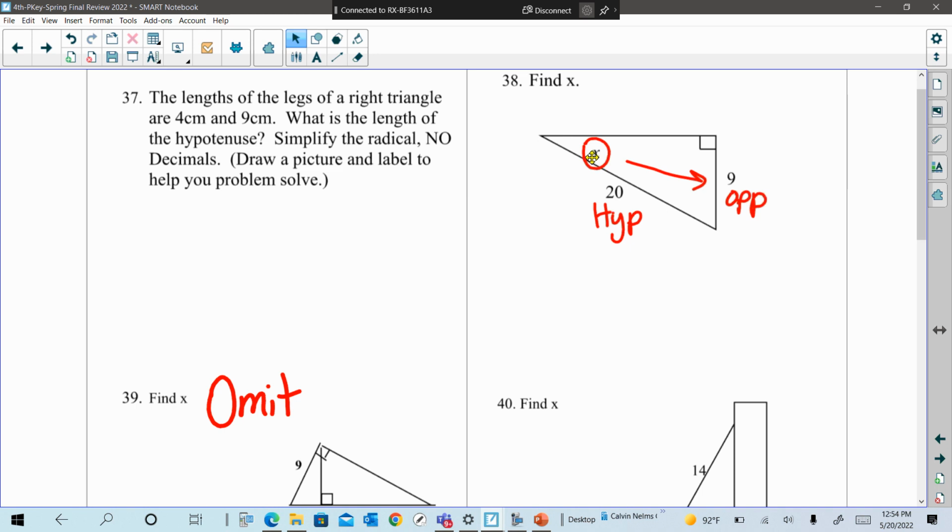So if I have opposite and hypotenuse, what trig ratio is that? Yep, it is sine. So we should have sine of x equals 9 over 20, because x is what we're trying to find, and that is the angle. You have to remember that x is the sine inverse. You have to do the inverse when x is inside the triangle. When it's inside the triangle, you do the trig inverse and round to the nearest whole degree.